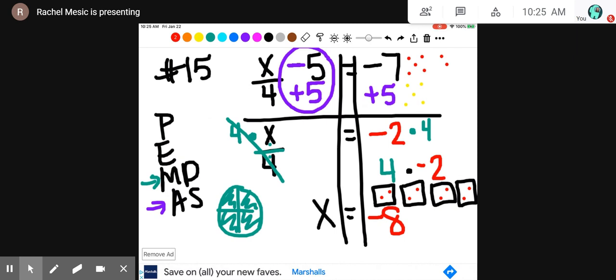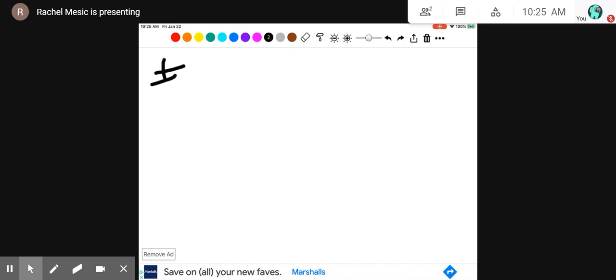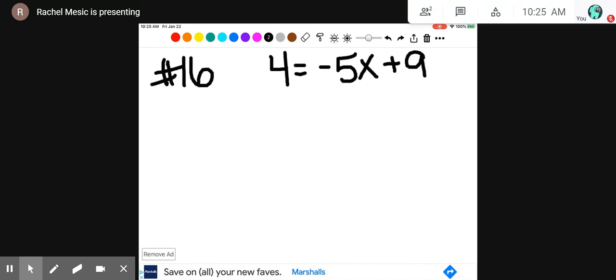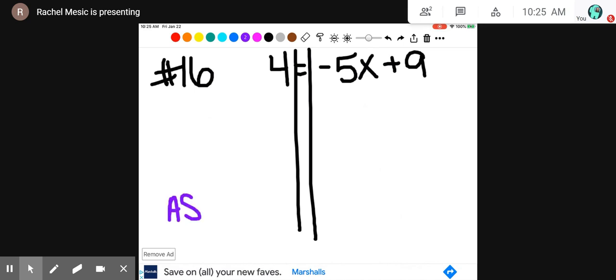And lastly, let's do number 16. Four equals negative 5 times a number increased by 9. So first step is addition or subtraction. On the right side is where we have our variable. I see a subtraction and an addition. But really, that first one is a negative because that first term has a variable.